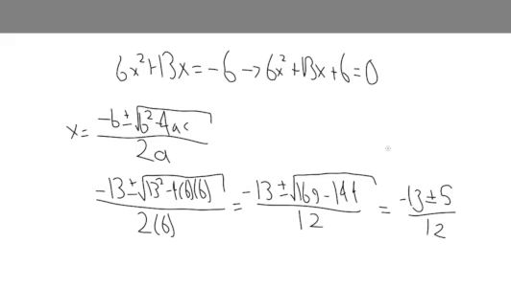So x can equal negative 13 plus 5 over 12, or negative 8 over 12, which would be negative 2/3, or negative 13 minus 5, or negative 18 over 12. And that would be negative 3/2.